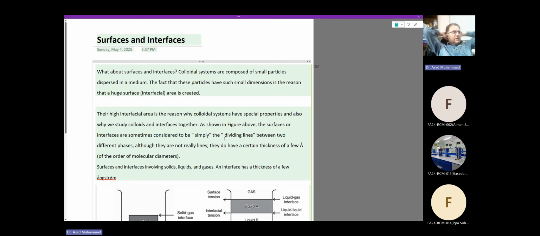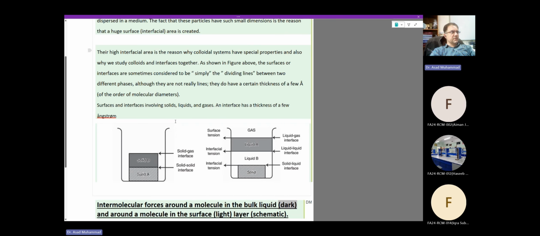That is surfaces and interfaces. So colloidal systems are composed of small particles dispersed in a medium. The fact that these particles have small dimensions is the reason that a huge surface area is created, and that surface area is interfacial area. So their high interfacial area is the reason why colloidal systems have special properties, and also why we study colloids and interfaces together.